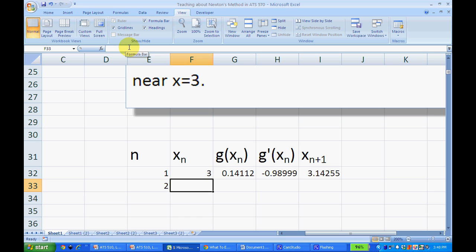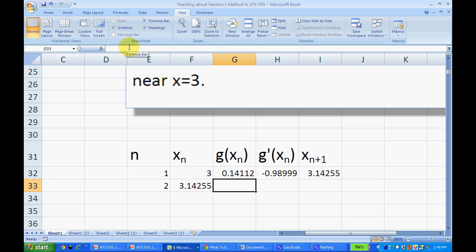All right, what is x sub 2? Well, it is actually just this value right here, right? It is x of n plus 1 when n was equal to 1. So we're just going to say this is equal to this cell right here. That's just all our equation is. All right, that is our new value, x of 2.